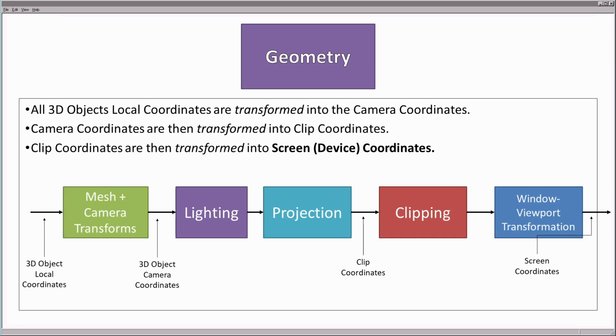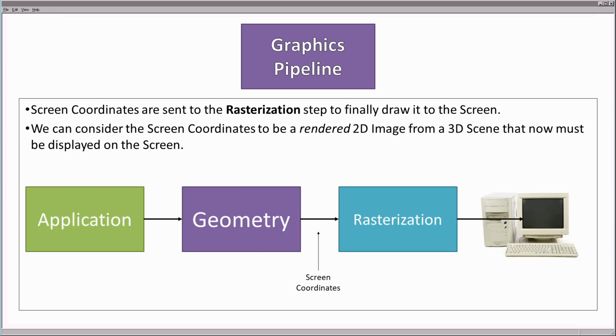rasterizer. All 3D objects' local coordinates are transformed into camera coordinates. Camera coordinates are then transformed into clip coordinates. Clip coordinates are then transformed into screen device coordinates. Screen coordinates are then sent to the rasterization step to finally be drawn to the screen. We can consider the screen coordinates to be a rendered 2D image from the 3D scene, and now it must be displayed on our screen.